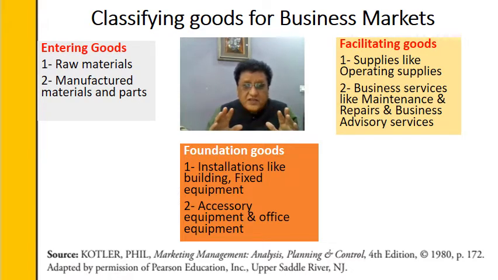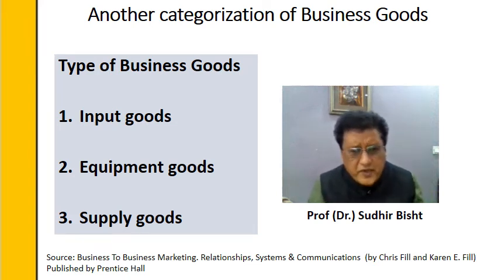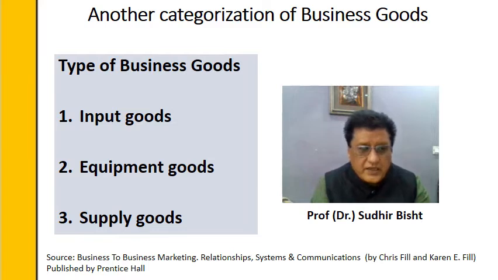So this is the classification: goods for business market, entering goods, foundation goods, facilitating goods. Is there any other way people can classify it? Well, let us see. Another classification has been given here, and I have taken this from business to business marketing, but perhaps I will explain that in the next slide. I thought I should give the perspective of another author also, and this is from Business to Business Marketing: Relationship, Systems and Communication by Chris Phil and Karen E. Phil, a Prentice Hall publication.